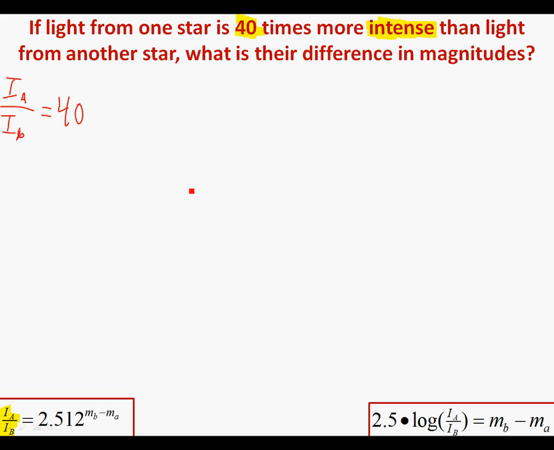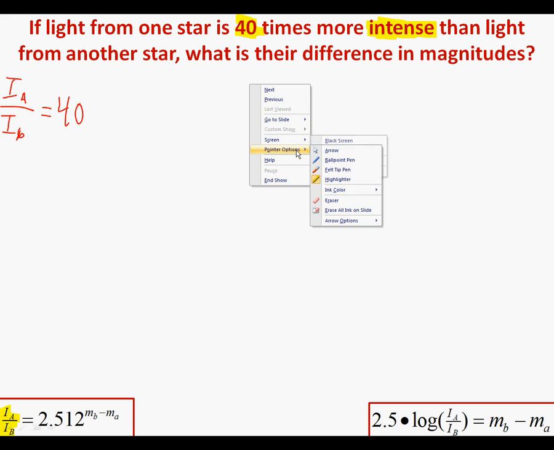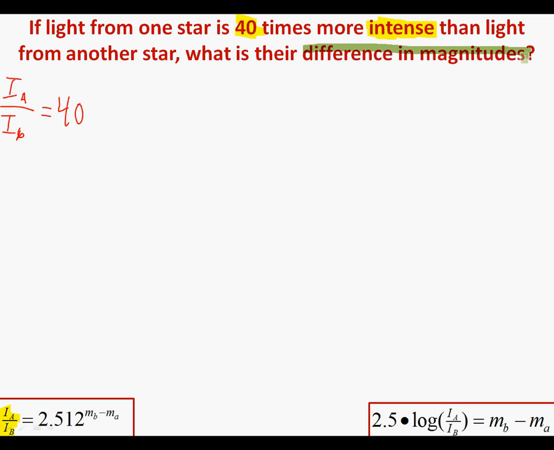So now we want the difference in magnitude. So what is the difference in magnitude? Let me use my highlighter again, and this time we're going to change colors. Let's use green. So the difference in magnitudes is MB minus MA.